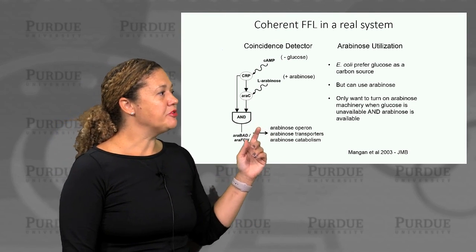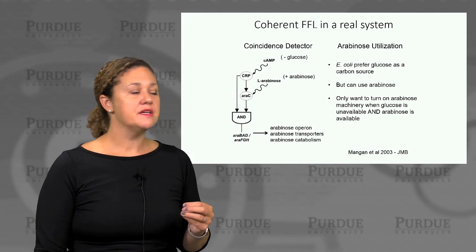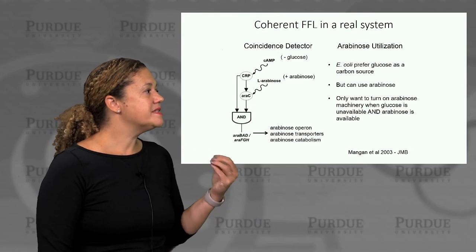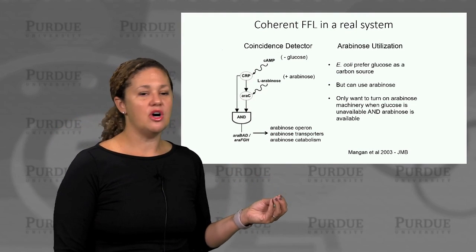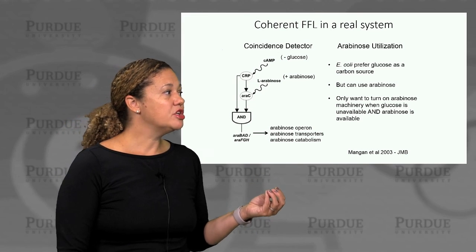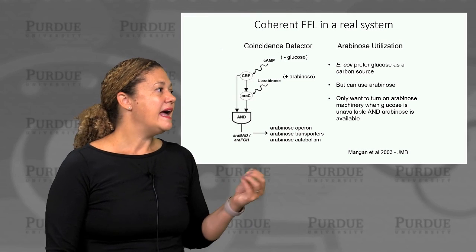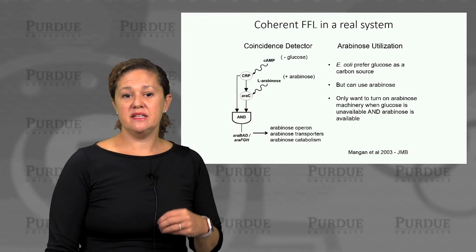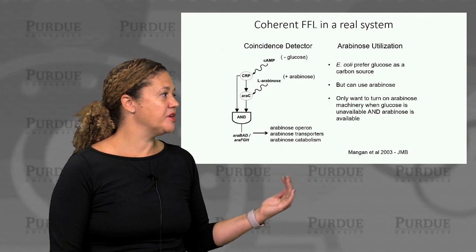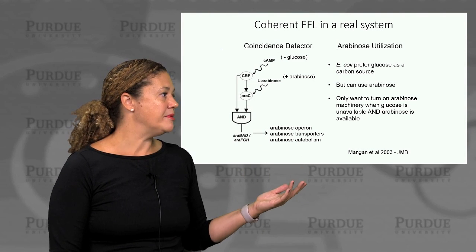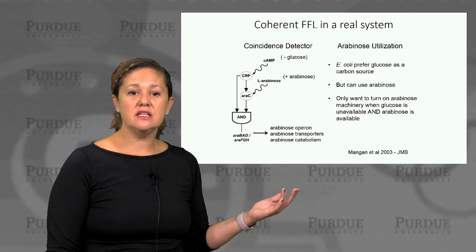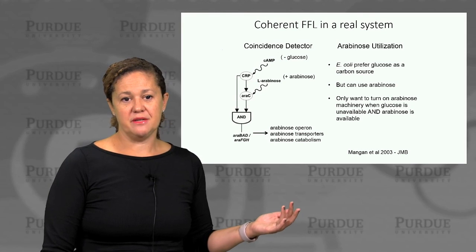So E. coli prefer glucose as a carbon source, but they can use arabinose. So the cell is only going to want to turn on all the machinery for arabinose utilization when glucose is unavailable and when arabinose is available. Otherwise, to just turn on all the arabinose transporters and all the arabinose catabolism genes when it's not needed would be a waste of cellular energy.